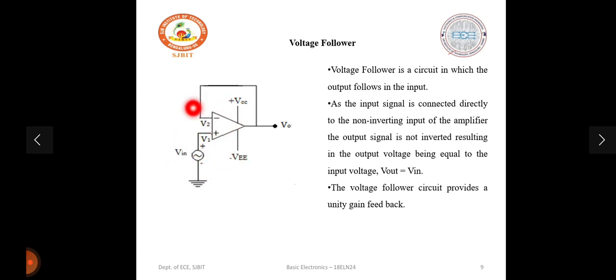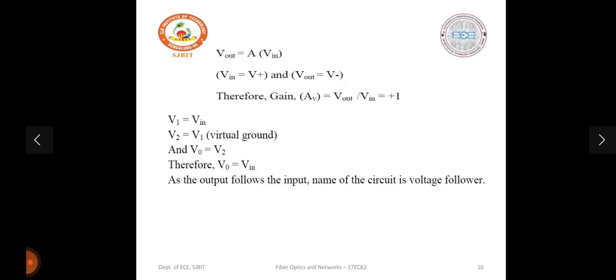Now once we apply it, as the input signal is connected directly to the non-inverting input of the amplifier, the output signal is not inverted, right? So it is not inverted, resulting in the output voltage being equal to the input voltage. So my V out would be equal to V in. Since I don't have any feedback resistance, my V out is equal to V in. As a result, the gain across this voltage follower is equal to unity. That is, V out is equal to V in. So the voltage follower provides us a unity gain.